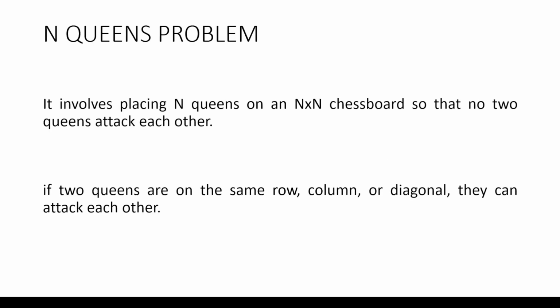The n queens problem is a well-known problem in the field of computer science that involves placing n queens on an n cross n chessboard in such a way that no two queens attack each other. Now when do we say that they attack? That is when they are in the same row, same column or same diagonal. This problem was introduced in 1848 by the chess player Max Bezzel and since then it's been a popular problem in computer science and mathematics.